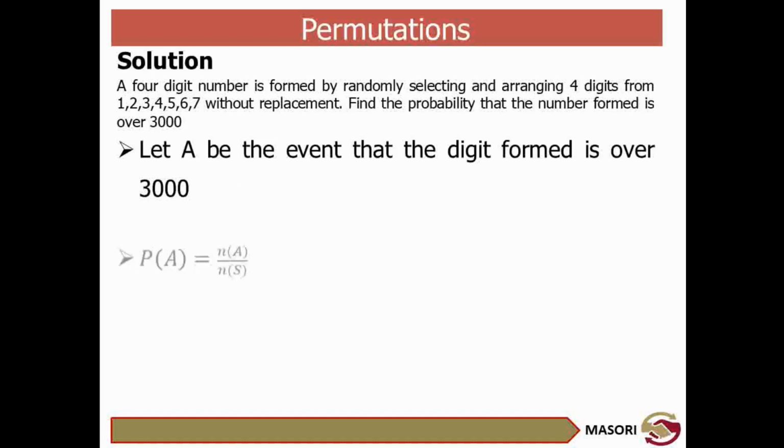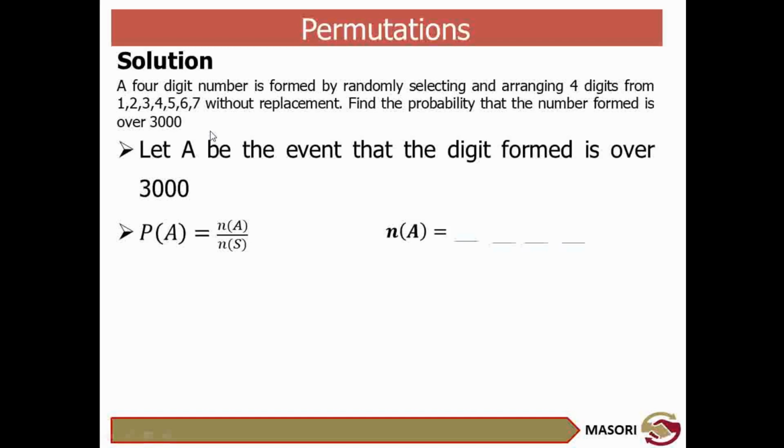Then the probability of A will be equal to the number of ways of picking a number that is over 3,000 divided by the number of ways of picking 4 digits from the sample space. So again, let's start with NA. So we put the dashes there and then we start picking the values. First, we are concerned with numbers that are over 3,000, meaning the first digit here must be 3 and above for this 4-digit number to be over 3,000.